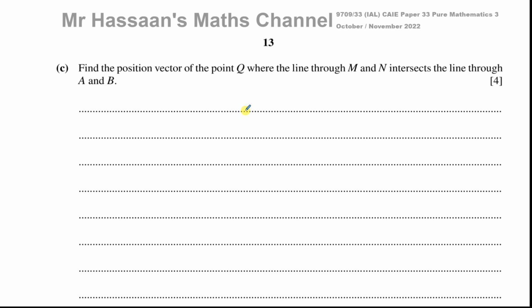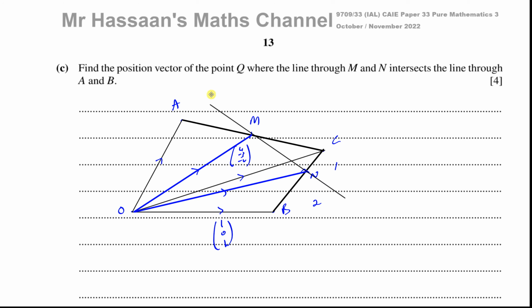Now for part C, it says find the position vector of the point Q where the line through M and N intersects the line through A and B. So I'm going to get some of that diagram and put it on this side so that we can look at it properly. I brought the diagram over so we can see what we're doing.